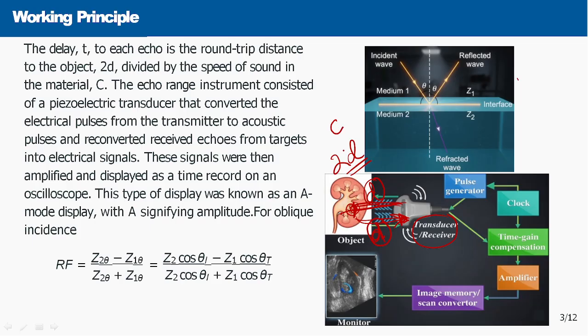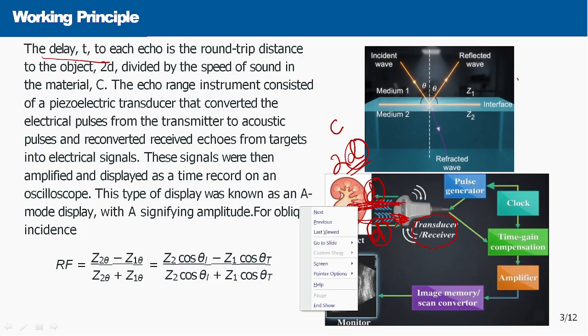So, from this we can calculate how much time this echo is taking, so that the delay can be found. By looking at the delay, we can find the round trip distance, what should be the d, because this transmitted signal is moving here, then hitting that organ, then coming back. So this will take some time.